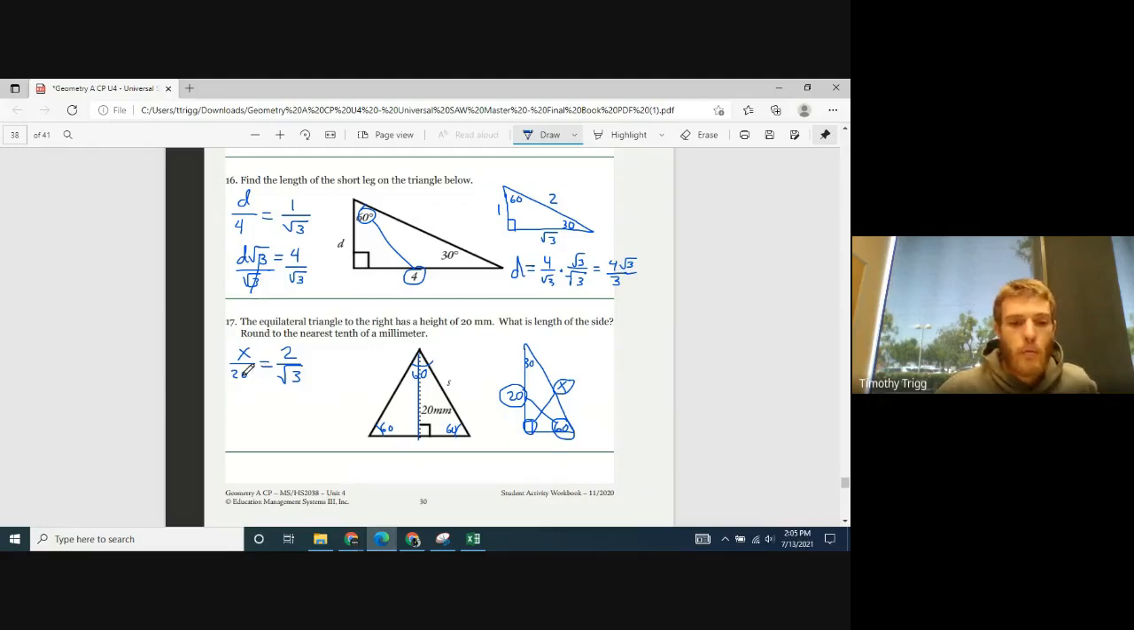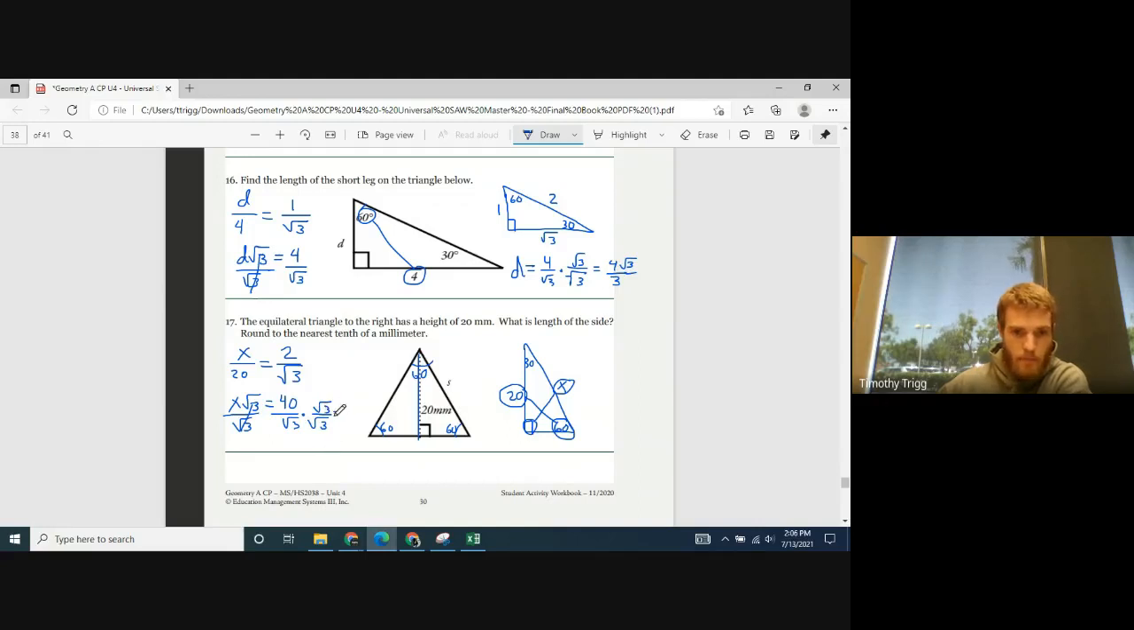From here, we would cross multiply. So x times the square root of 3 is x square root of 3. And 20 times 2 is 40. To get x by itself, we divide both sides by square root of 3. Here, we could rationalize by multiplying by square root of 3 on top and on bottom.